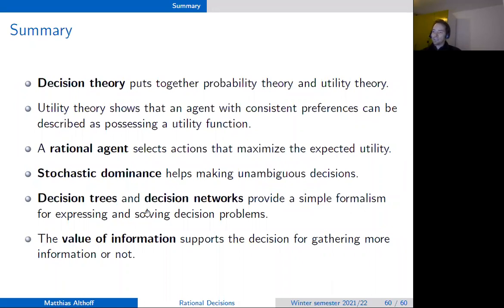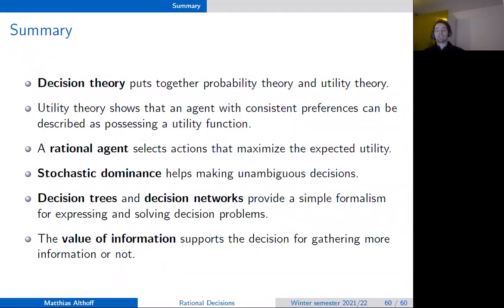And the value of information has been computed to support a decision for whether we should gather additional information or not. Like in the car buying example, we can already compute how much we are willing to pay so that we have a benefit of this additional information, and when it is not worth obtaining this additional information. Good. That's all regarding rational decisions of static problems.